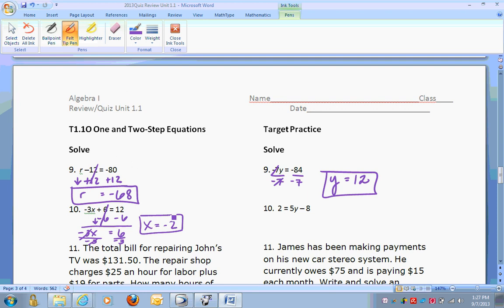Okay, on number 10 under the target practice, we're going to add 8 to both sides because we want y by itself. So that goes away. 2 plus 8 is 10. Bring down the 5y. So 10 equals 5y. Now we're multiplying 5 times y, so the opposite of multiplying is dividing. So y equals 10 divided by 5, which is 2. So y equals positive 2.